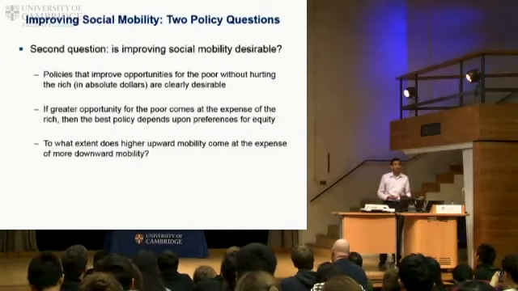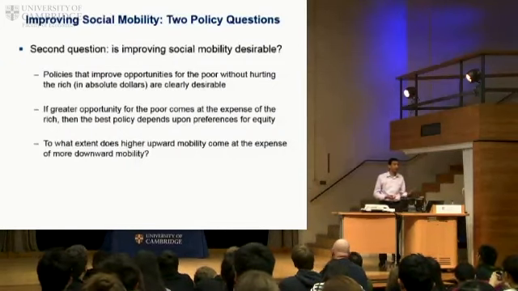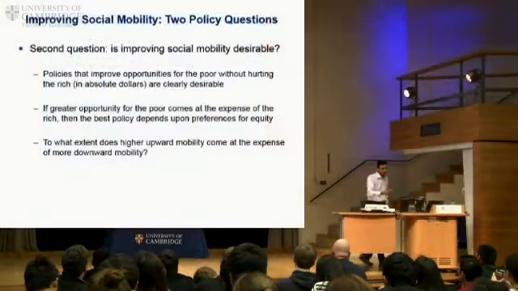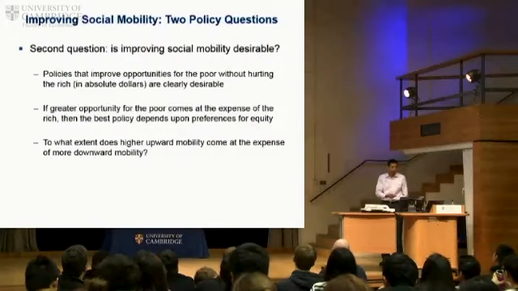However, that might not always be the case. In some situations, greater opportunity for the poor might come at the expense of outcomes that children from higher income families have. And in that case, the best policy is going to depend upon your preference for equity, that is the weight you put on issues like social mobility, versus other factors like economic efficiency or meritocracy, other principles that you might care about. And so I'll talk a little bit about those issues and focus in particular on the question of to what extent higher upward mobility seems to come at the expense of more downward mobility.